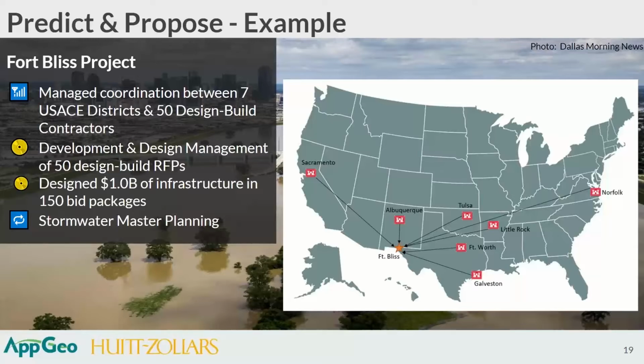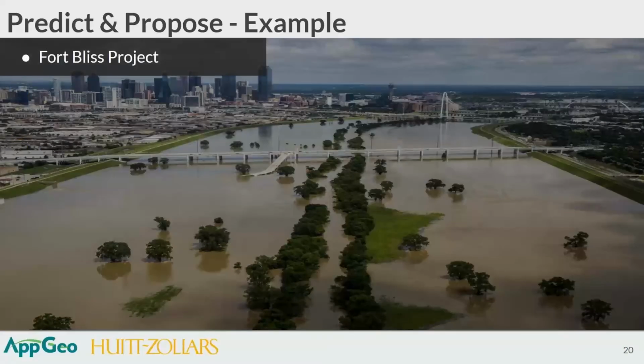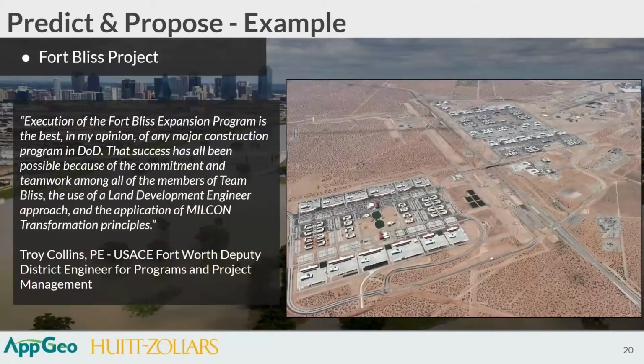So we see several parallels to the coordination and schedule challenges for this planning effort. So the team's success on that project led Troy Collins from the Fort Worth District Corps of Engineers to proclaim that execution of the Fort Bliss expansion program is the best, in his opinion, of any major construction program in the DoD. And again, we want to underscore that early communication protocols and processes and adherence to schedule are going to be keys to success. And with that, I'll pass it off to Matt now to give another great example of collaboration and data management.